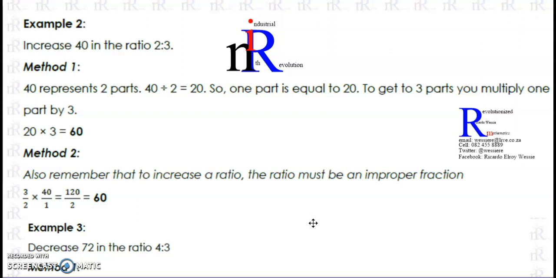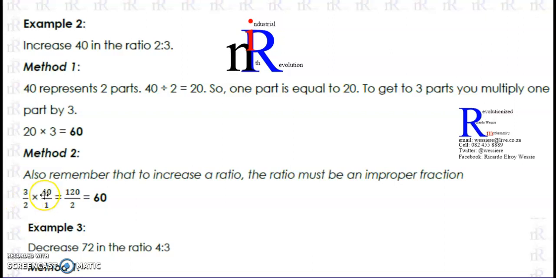If I'm going to increase something, I will have to have an improper fraction. It can't be smaller than 1, it must be greater than 1. Therefore, it has to be an improper fraction. So method 2 shows the improper fraction 3 over 2 because I'm increasing it.